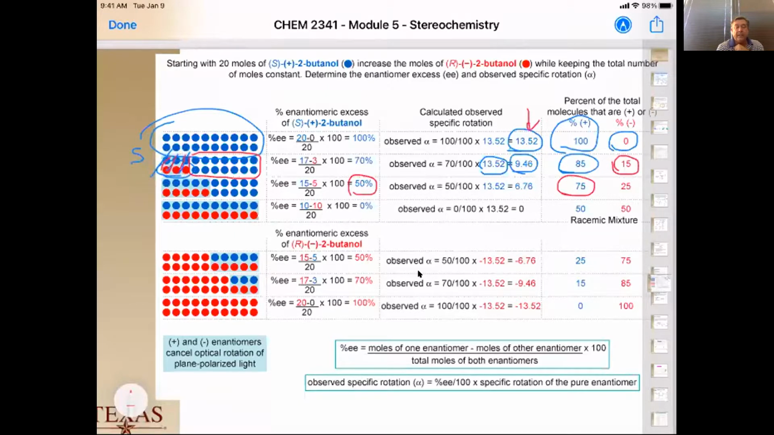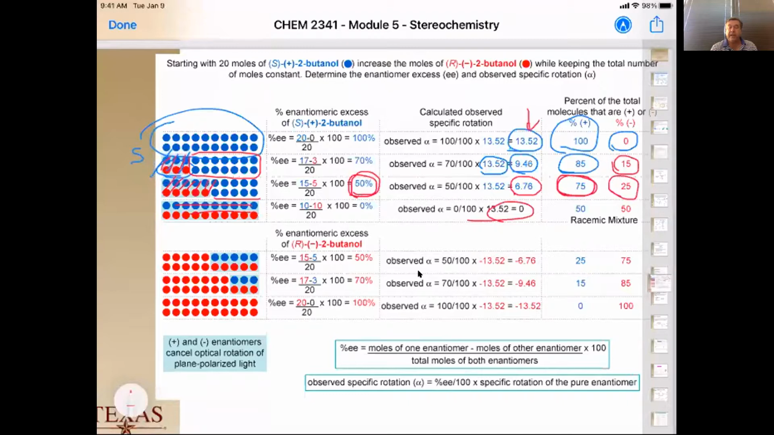So at this point right here, once we have it at 50%, all of these cancel out. And so we only get 50% of optical activity available to us, but we have 75 mole percent of our original material and 25% of our other material. And so we see our measured optical rotation drops down to 6, which is about half. And then of course, if they're all canceling each other out, we have 0 optical rotation, and we have our racemic mixture. Now, let's do the other isomer.